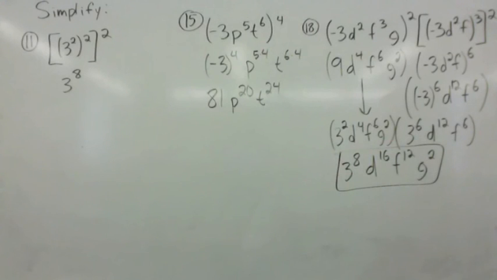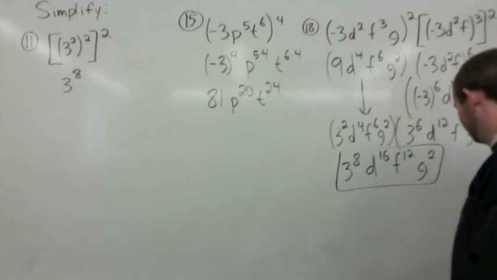Again, you could simplify this. I don't even remember what it is. I kind of want to figure it out though. 3 to the 8th? Yeah, I think it's like 6,400 or something like that. But I don't remember anymore.